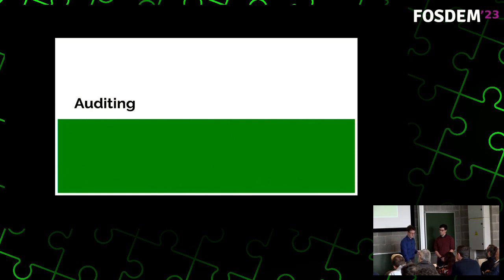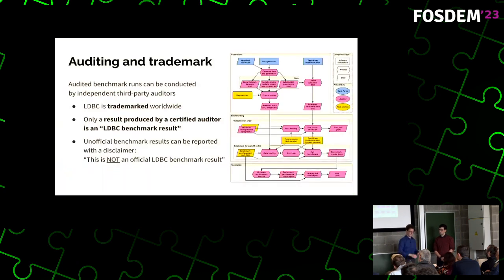Similarly to the TPC, the Transaction Processing Performance Council, we have a rigorous auditing process where vendors can commission an independent third party who will rerun the benchmark in an executable and reproducible manner, and they will write it up as a full disclosure report so that the benchmark is understandable by whoever wants to see that result. This is important because LDBC is trademarked worldwide, and we only allow official audited results to use the term LDBC benchmark result. This is not to say that we don't allow people to use this benchmark.